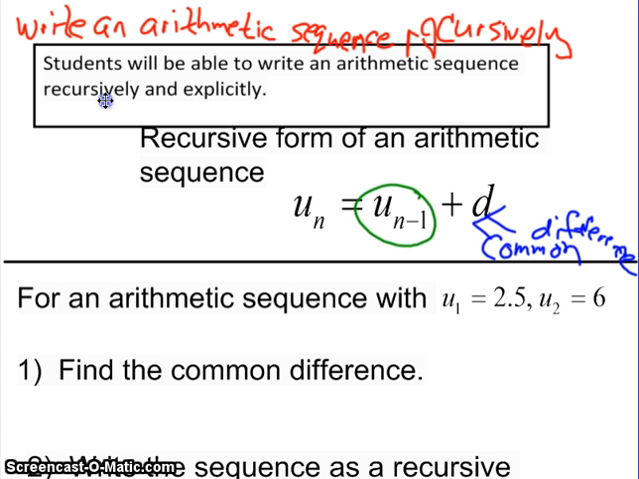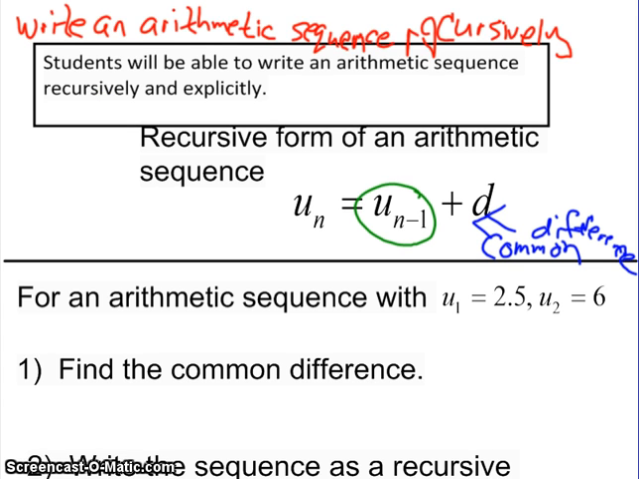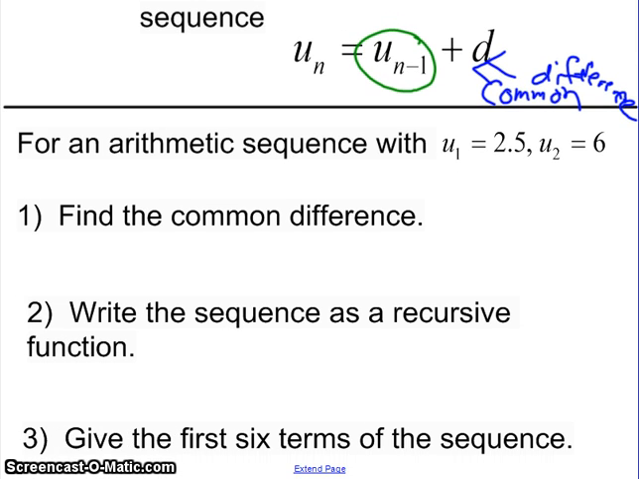Here we've got a problem. Let me scroll down. There we want to ask 3 questions about an arithmetic sequence whose first term is 2.5 and whose second term is 6. So find the common difference.